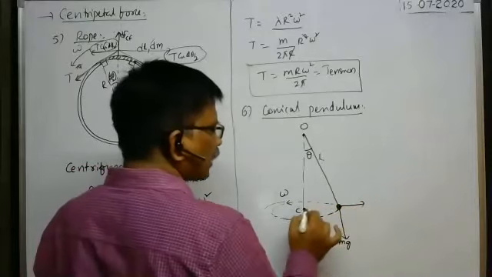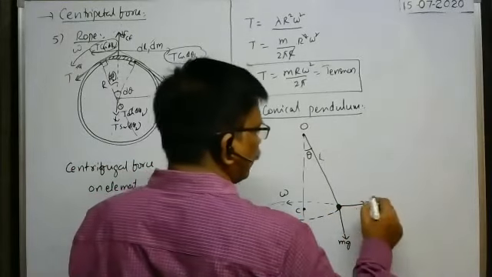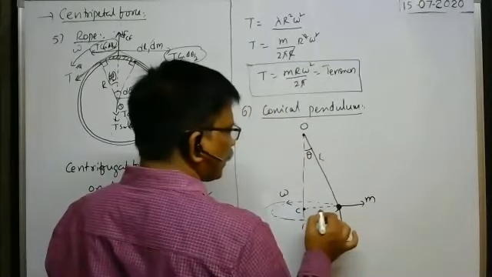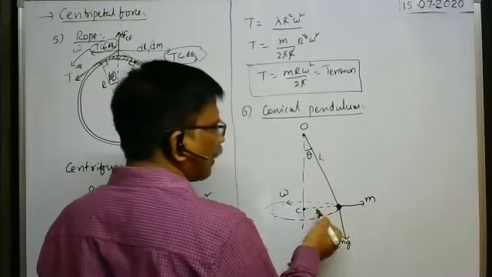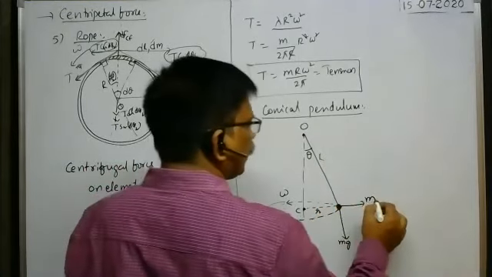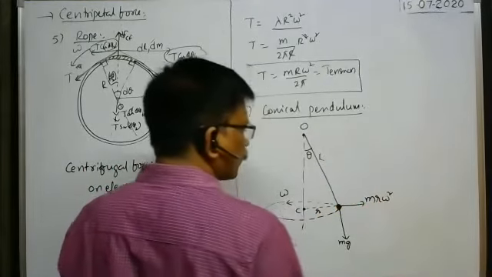That's why centrifugal force acts from the center, away from the center, in this direction. That is equal to m into the radius of the circular path. Suppose the radius of the circular path is r. R is not given, only L and theta are given. So if the radius is r, then m r omega square is the centrifugal force.